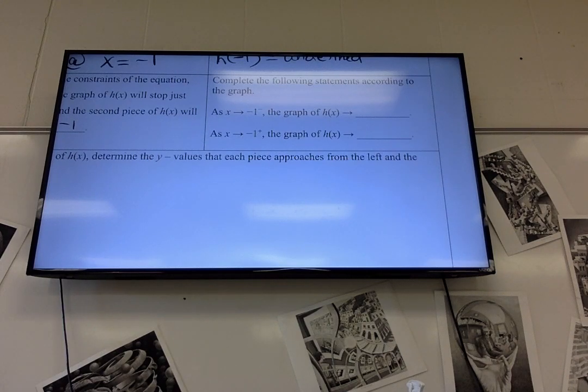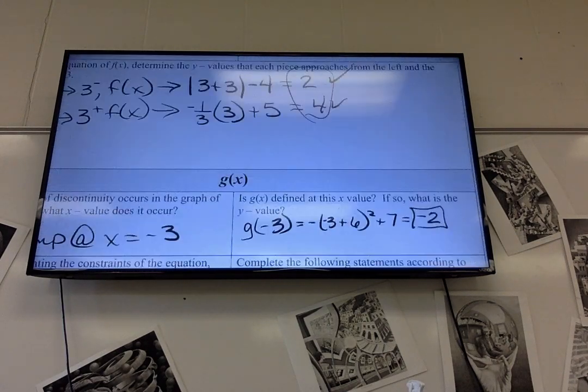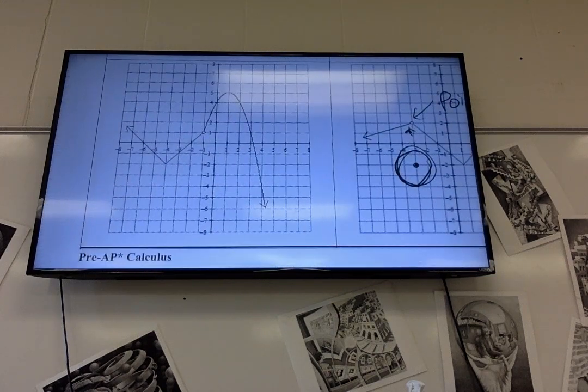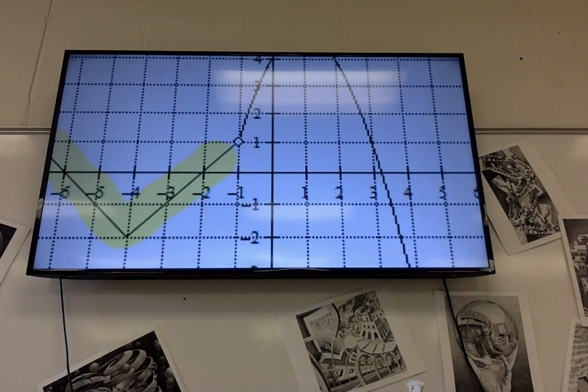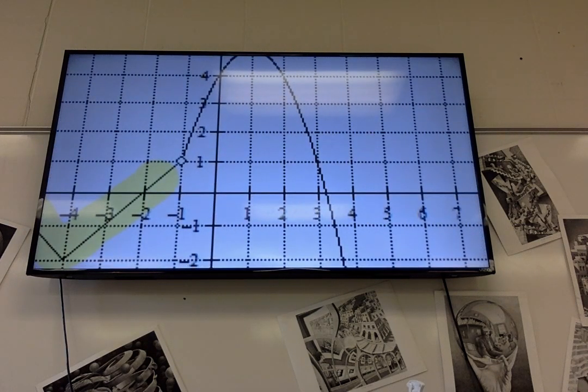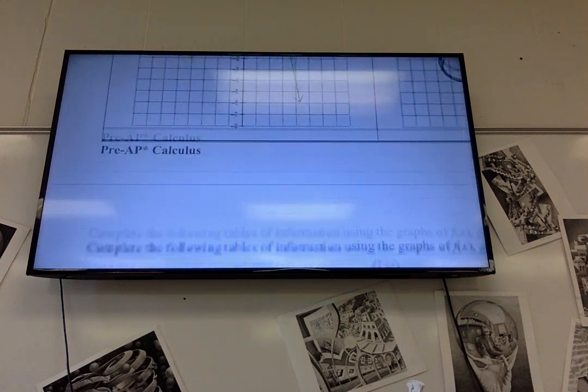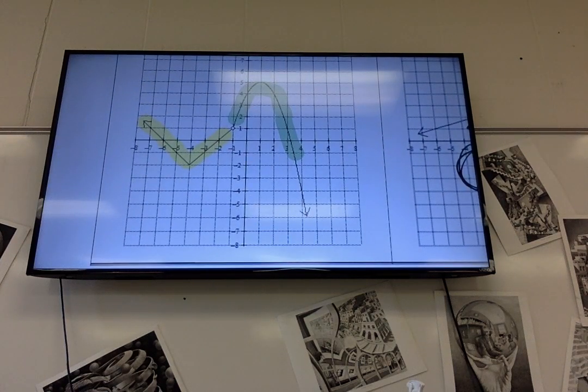Donna, what did you get for the first one? So as I approach it from the left, what's the y getting close to? 1. It is 1, yes. See, because as I approach it with that yellow line, the y value is 1. So Donna, as I approach it from the right, so as I go from this side, what's the y value? 1, same thing, yep. Good job.